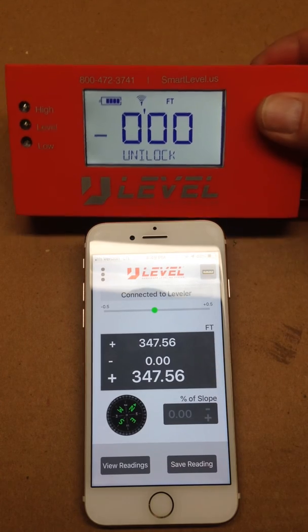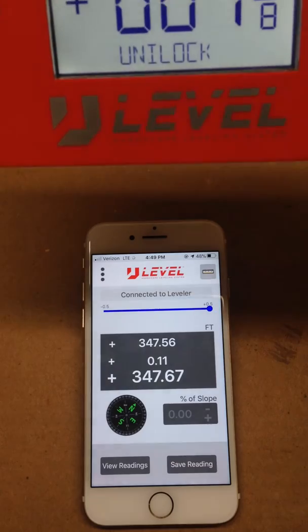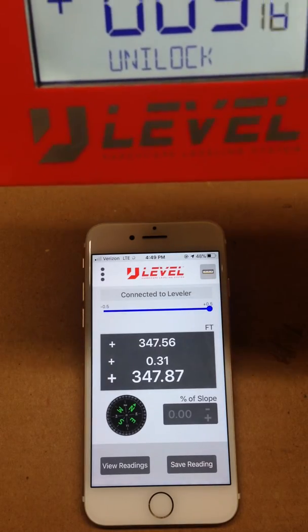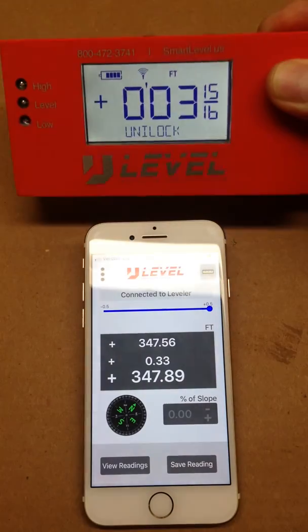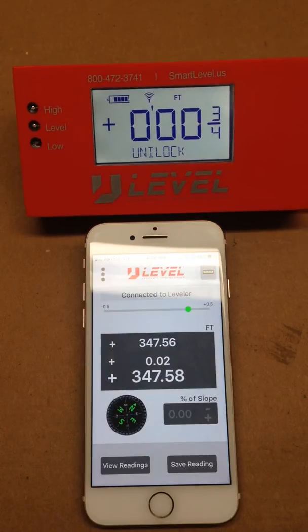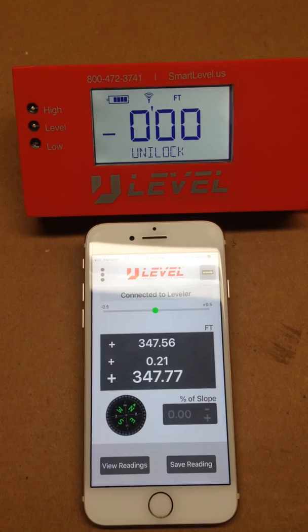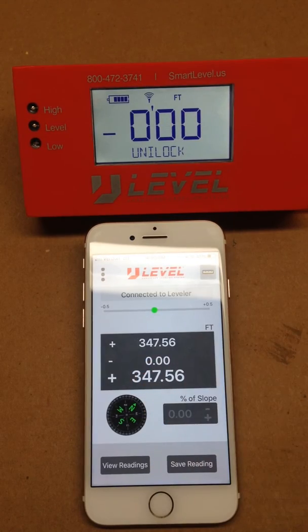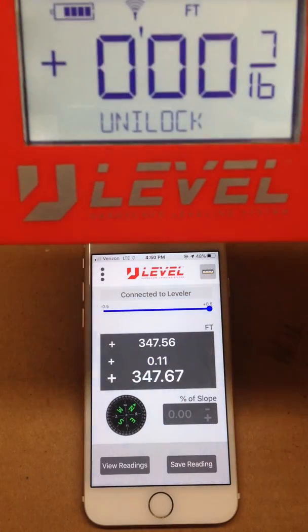And then anywhere you raise or lower this is added or subtracted to your datum. You have to have an initial starting point. You have to have your datum. And this measures in feet and hundredths of a foot. You'll notice we've got the 0.21 now. That's hundredths of a foot.